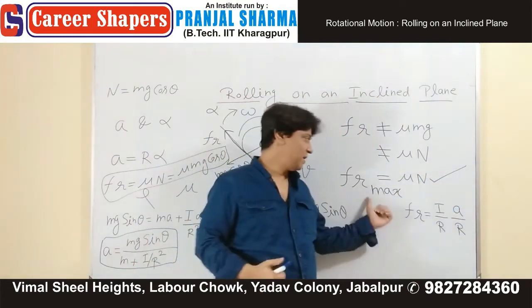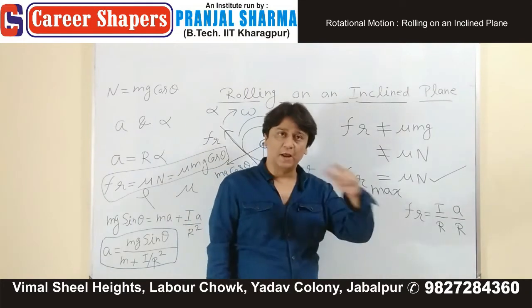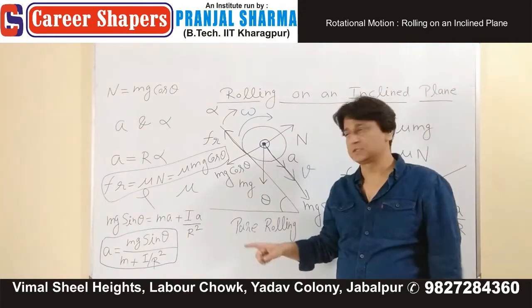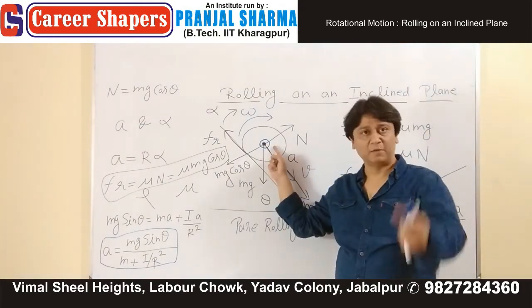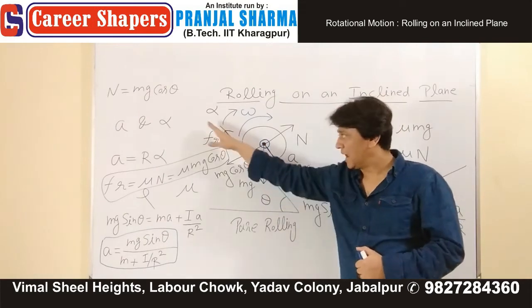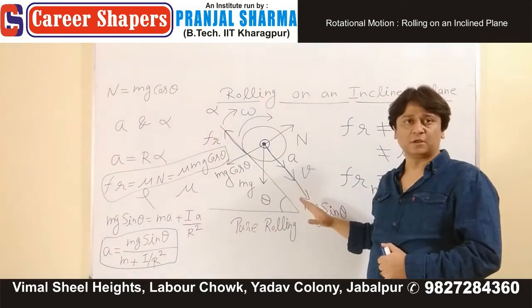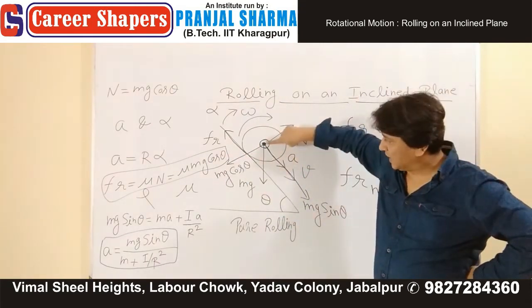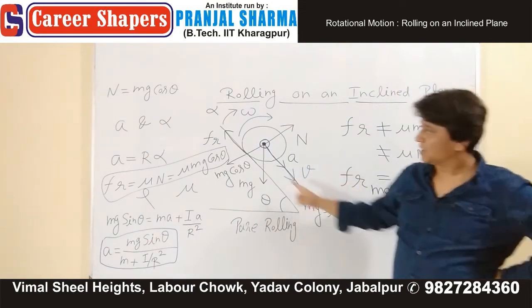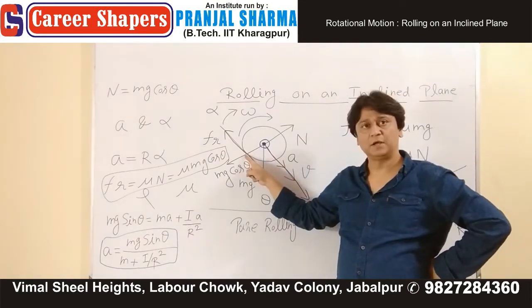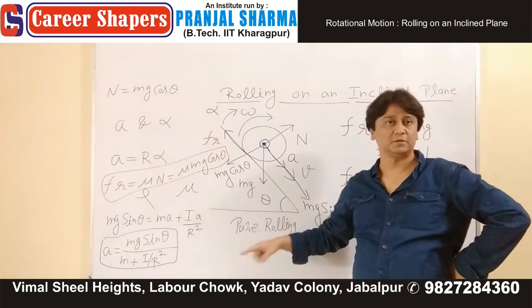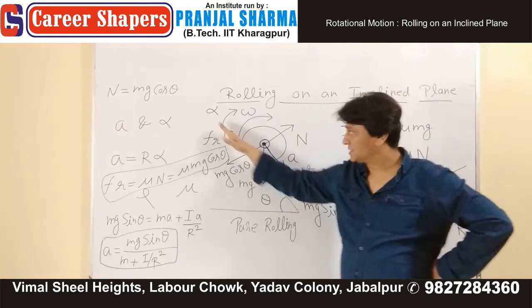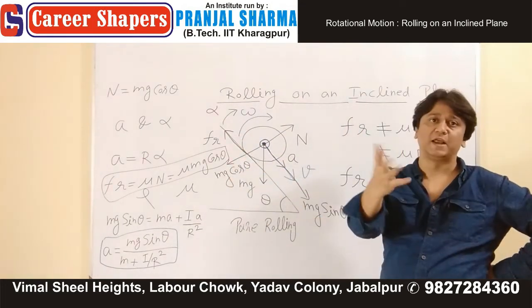And when do we have FR maximum? When relative motion takes place between the body, that means between the contact point and the surface on which the body is trying to move. This wheel definitely is moving, but this contact point is not moving. Pure rolling means जो हमारा contact point है वो इस inclined plane के relative move नहीं कर रहा है.